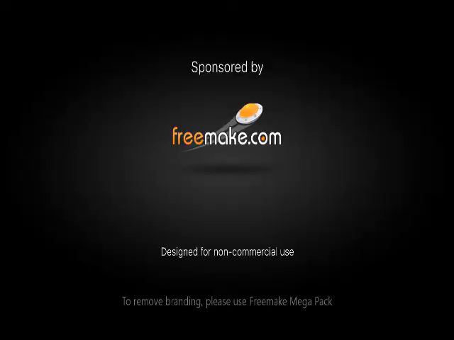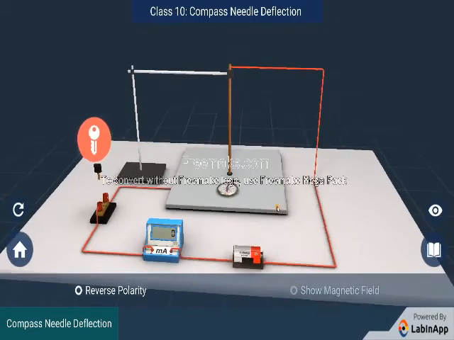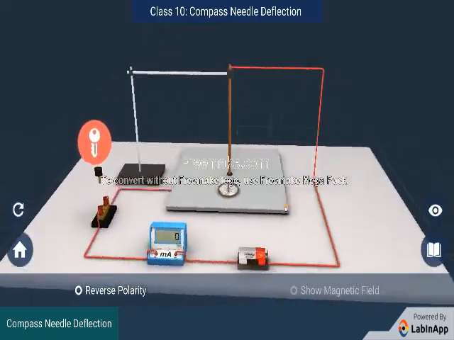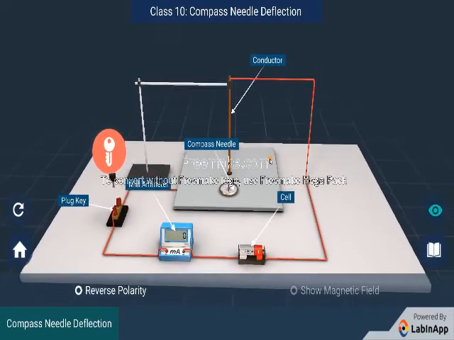Let us do an activity to test how an electric current carrying wire can produce magnetic field lines. The electric current carrying wire behaves like a small magnet. We have taken a straight, thick copper wire connected to an electric circuit to pass current through it.